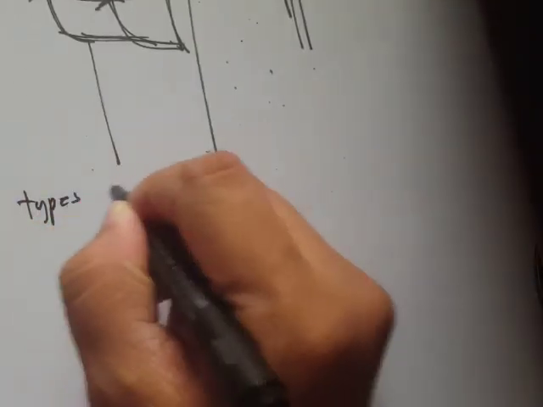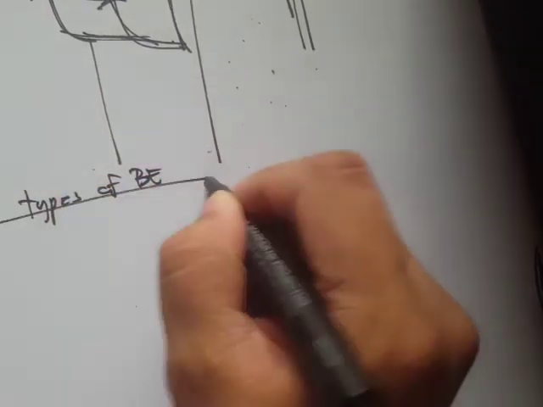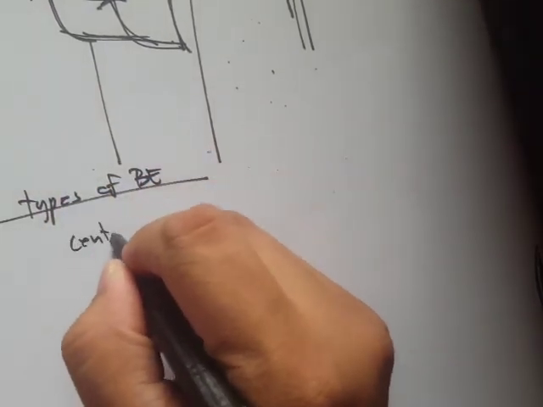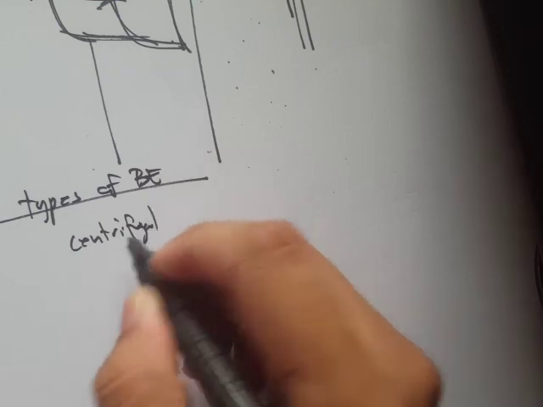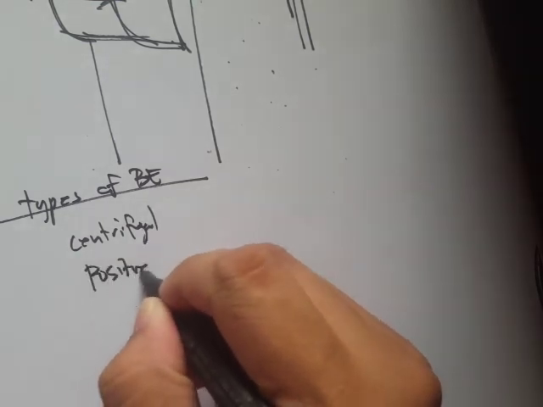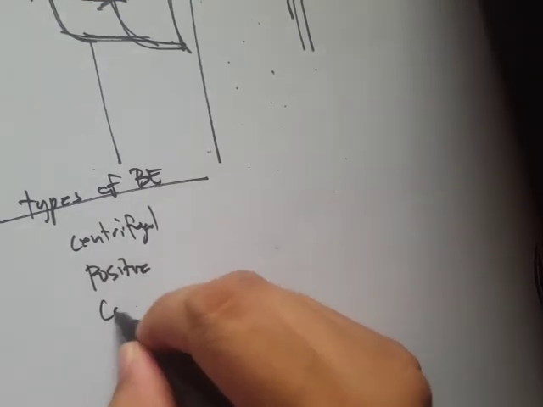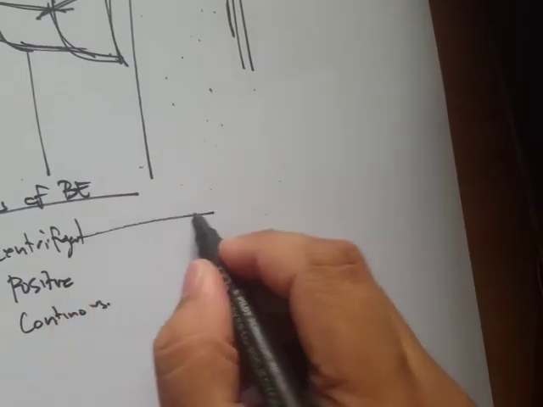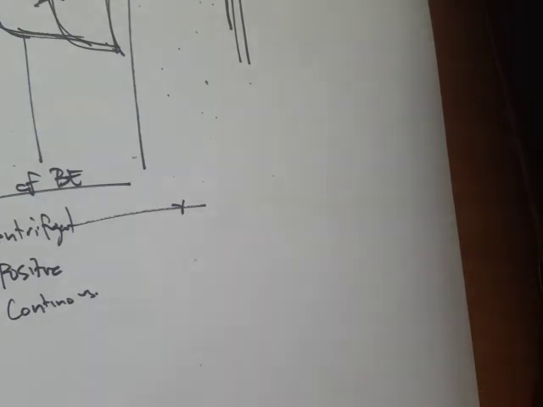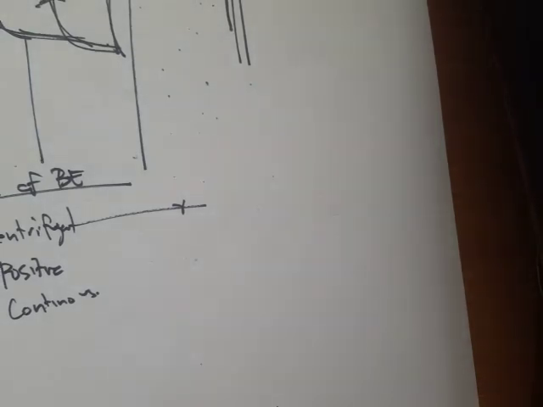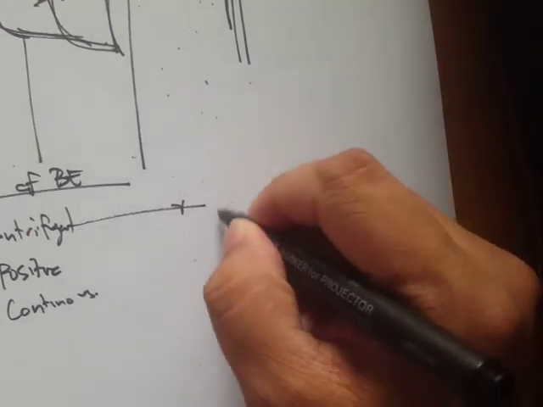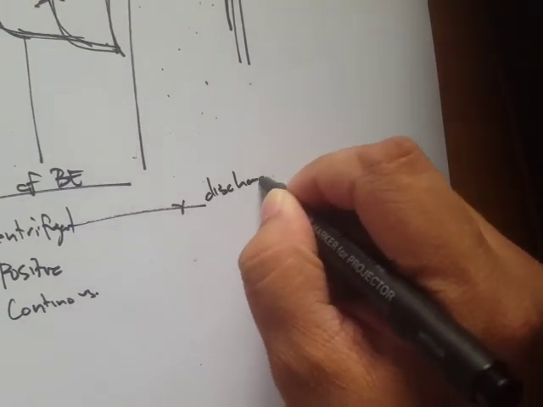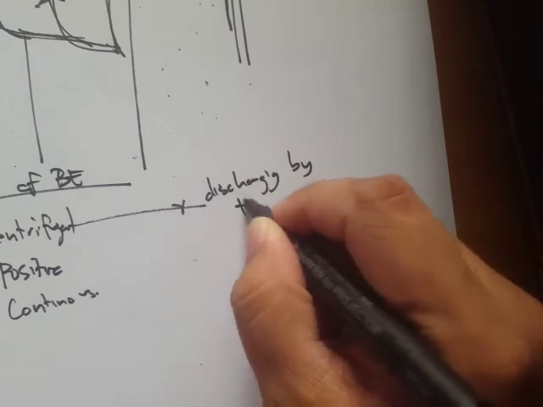Now let's talk about the types of bucket elevators. We have centrifugal. We also have positive. And the third one, we have continuous. Okay, so for centrifugal, the centrifugal is actually discharging the grains. Okay, let's say discharging by throwing.